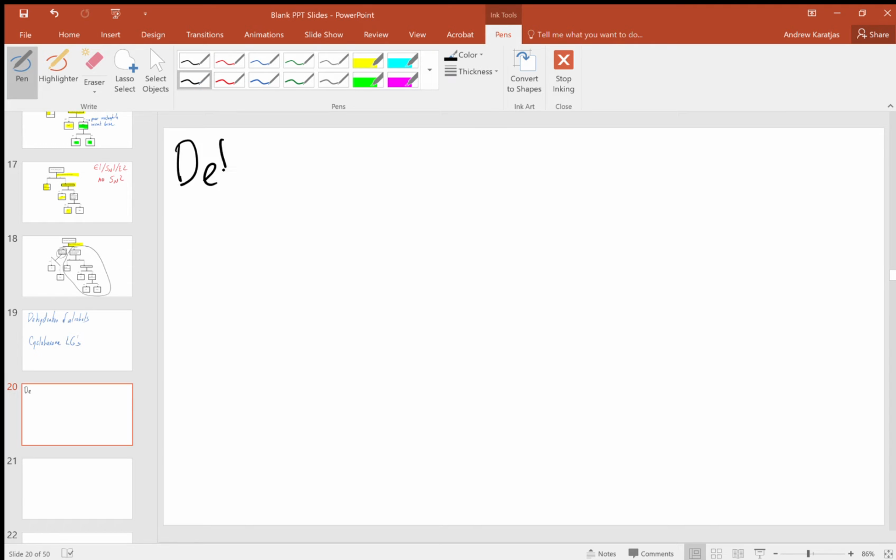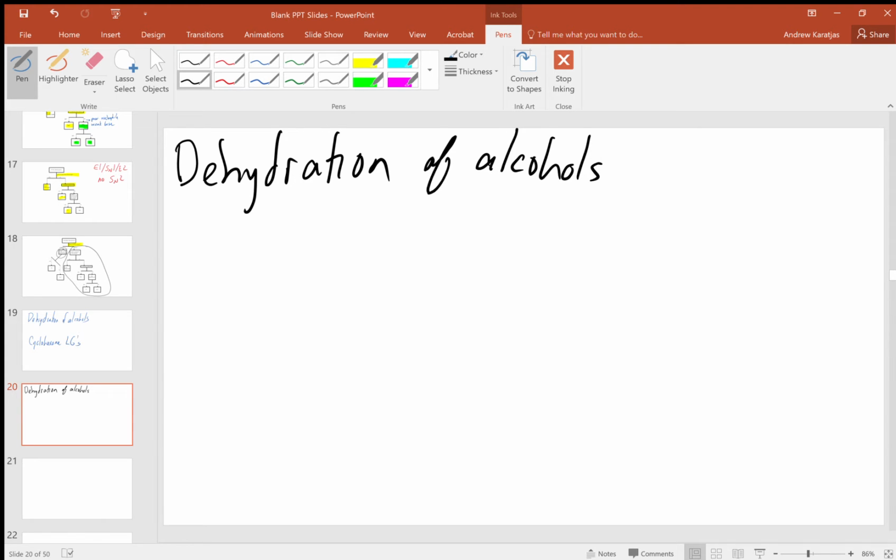Just like with substitution reactions where we had to talk about alcohols specifically, we have to talk about them specifically here for eliminations as well. Now, why do we single out alcohols as opposed to other functional groups? Well, it's two reasons. Number one, the hydroxyl group, OH, is generally a poor leaving group.